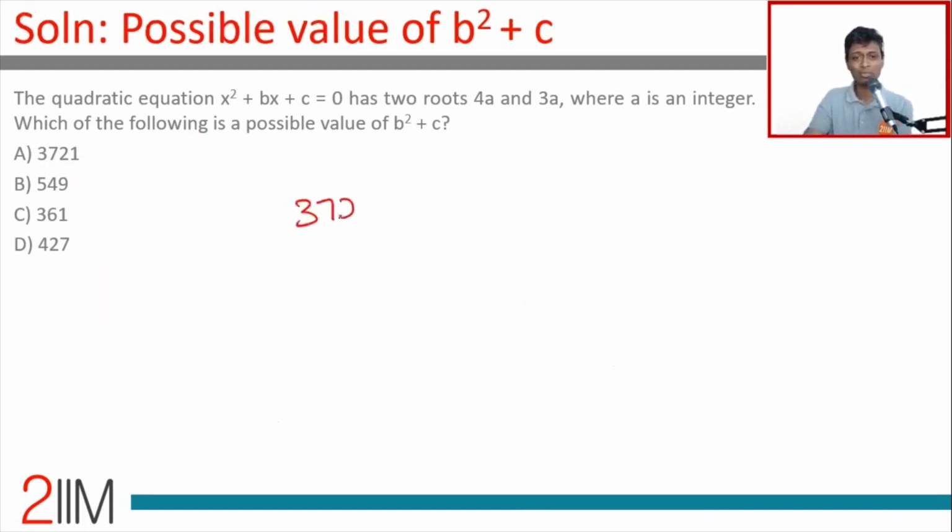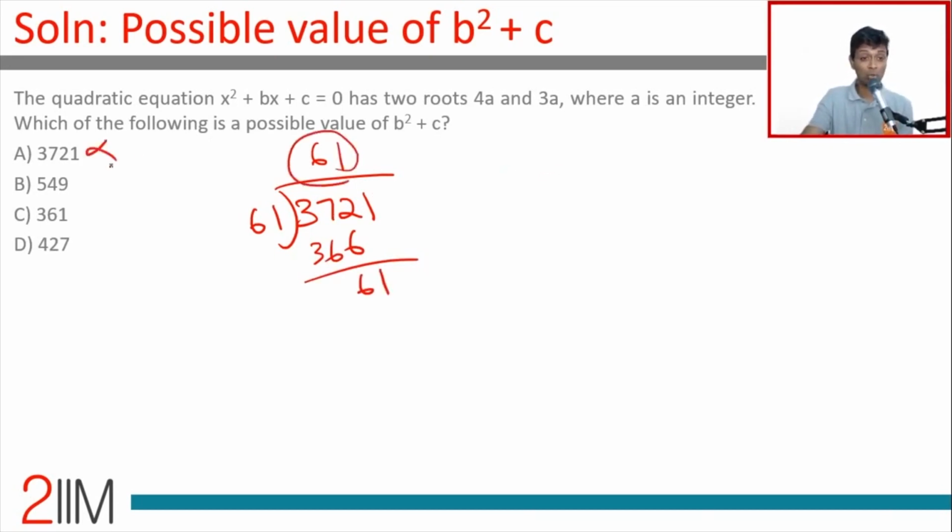3721 by 61. I'm just verifying this. In an exam, I'm probably not doing this. This goes 61 times. 61 is not a perfect square. This won't work. Only this works. Brilliant. Done. Because a is an integer.